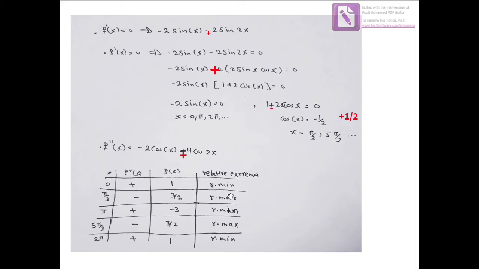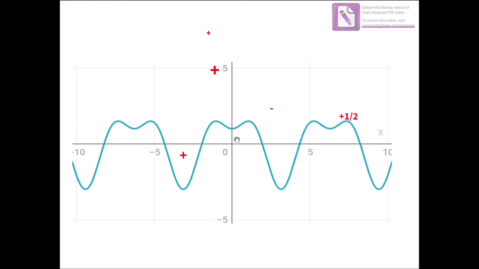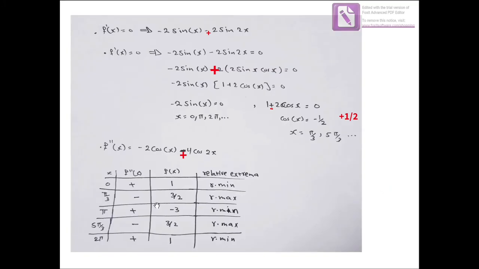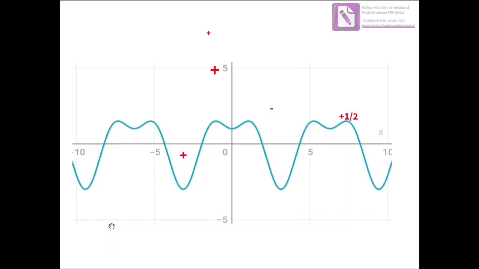So we see that the function has relative minimum, then maximum, minimum, maximum, and so on. Since the function is periodic, we have minimum at 0, at pi, and at 2 pi. So the function has relative minimum here, 0, pi, 2 pi. Again here we have 3 pi and etc. And the function has a relative maximum at pi over 3, 5 pi over 3, and etc. So here we have relative maximum, another relative maximum, another relative maximum.